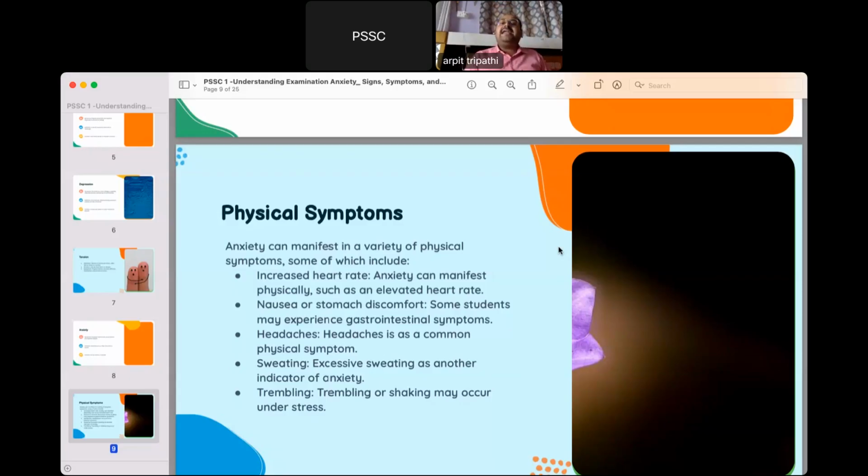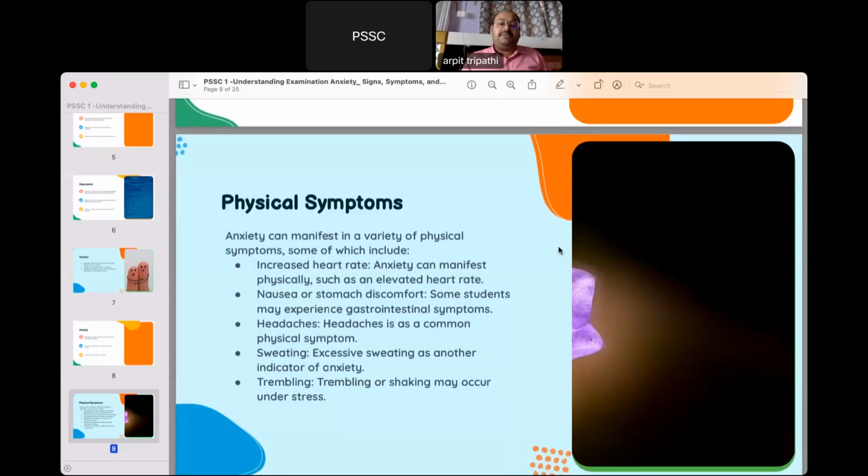Anxiety can manifest in a variety of physical symptoms, some of which may include increased heart rate. If the child is feeling very high palpitations and is saying to you, I can hear my heartbeats through my ears, immediately understand that the child is facing examination anxiety. Because anxiety can manifest physically, such as elevated heart rate, nausea or stomach discomfort.